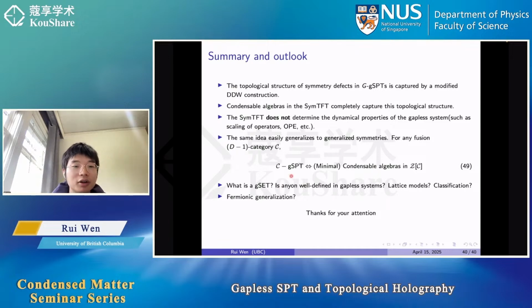Here are some questions for future work. What is a gapless SET? And is an anyon even well defined in a gapless system? It turns out, at least from this sandwich construction, you can allow it, but just from the system itself, for a gapless system, can we talk about anyons? Are there any lattice model realizations of them, and can we classify them? And any fermionic generalization? Yeah, and that's all.